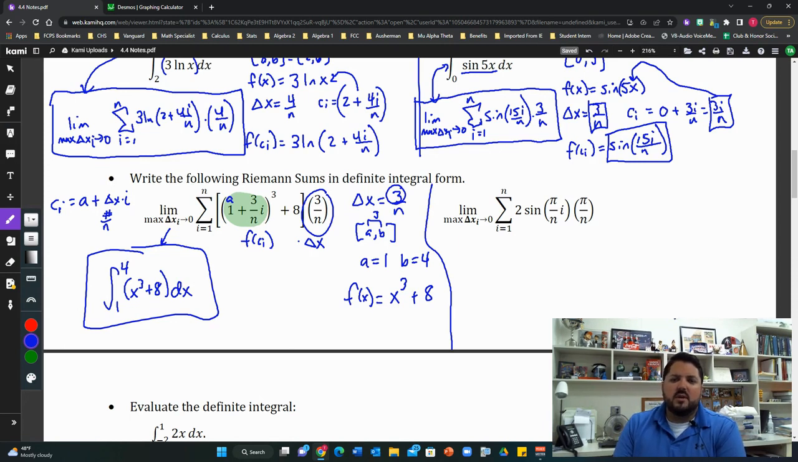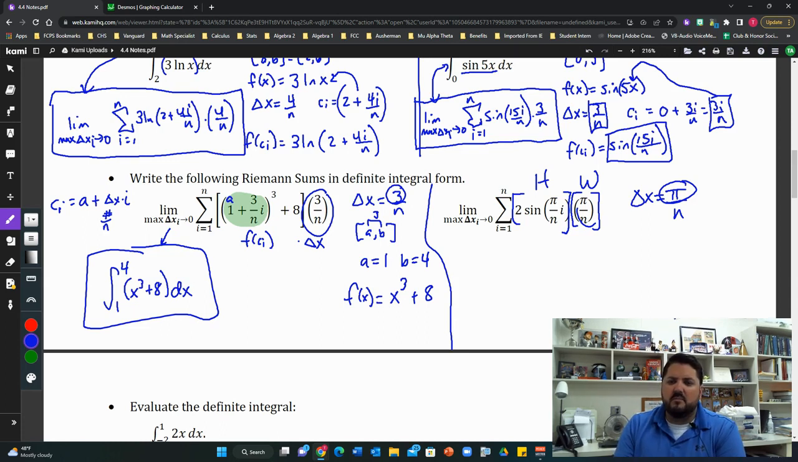Again, it's always a good idea to try and structure it as our heights times our width. If we separate it that way, height times width, that width becomes our delta x. So delta x in this case would be pi over n. That pi represents the width from our a to our b. Again, that doesn't tell us what either of those are until we actually go back in and find that a value with our c sub i.